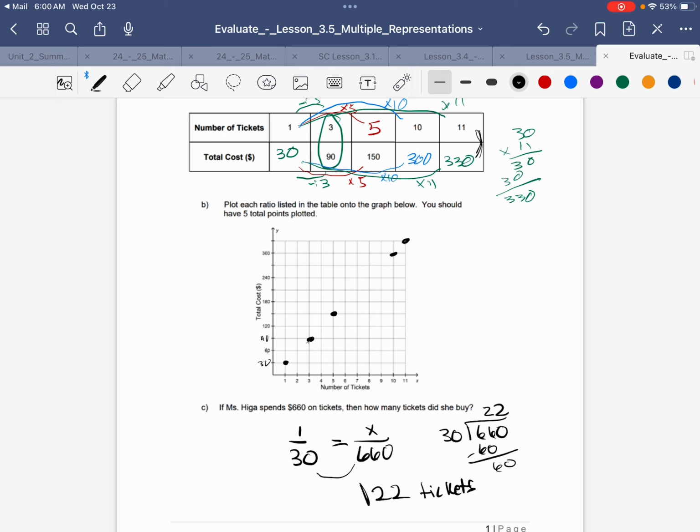All right, is there another page to this? That's it. That was all on your evaluate. So you should be good to go. All right.